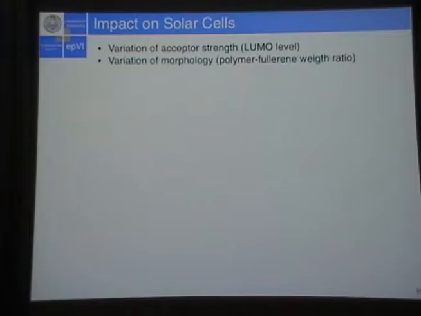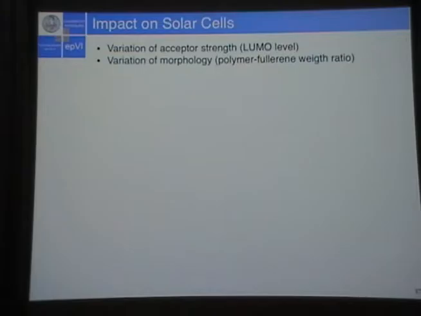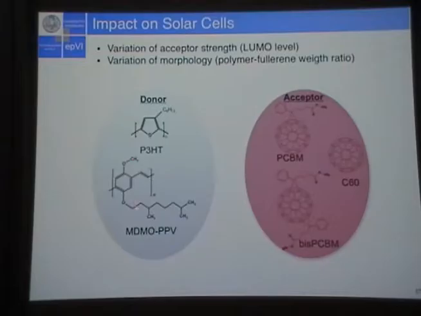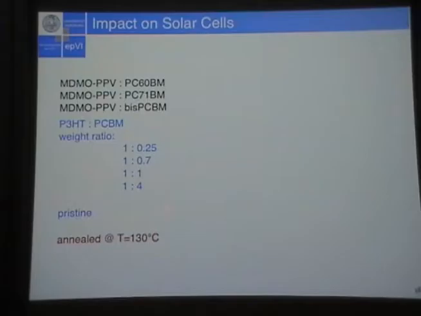That's why we made several variations, like here, acceptor strength, so we change the LUMO level a little bit, and we change the morphology, so we make pristine, annealed, different concentrations. We use these five materials, basically PPB, P3HT, PCBM C60, bis-PCBM C60, and just a normal PCBM C60, and different weight ratios between P3HT and PCBM, pristine and annealed. So the color is important here, and the black points will be just PPBs.